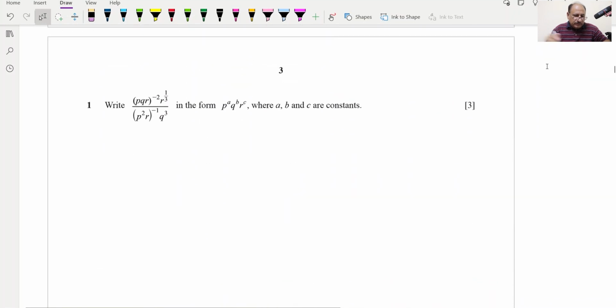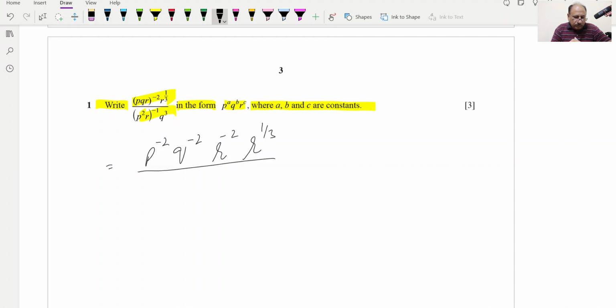Question number 1 says, write this fraction in the form provided, where A, B, C are constants. We can rewrite this fraction. So we will write separate parts in the numerator: p raised to the power minus 2, q raised to the power minus 2, r raised to the power minus 2, and r raised to the power 1 by 3. And the denominator also we can write as separate parts: p raised to the power minus 2, r raised to the power minus 1, and q raised to the power 3.